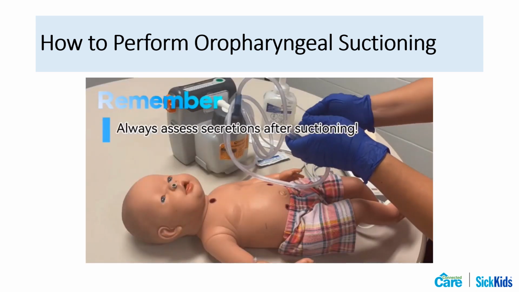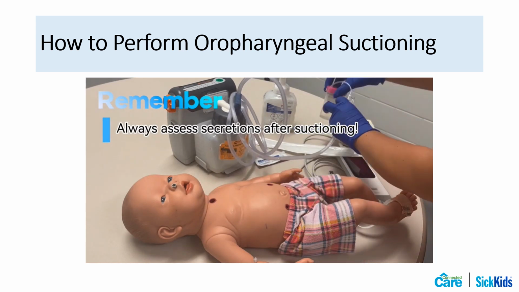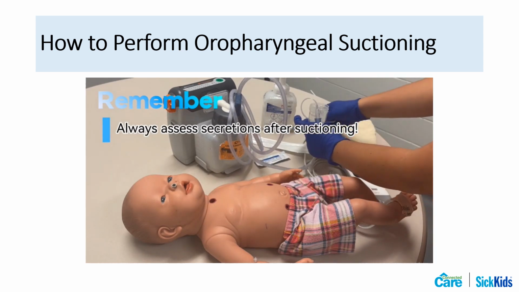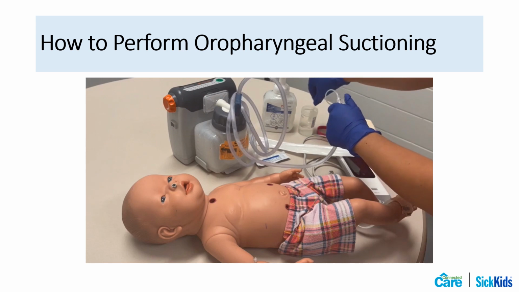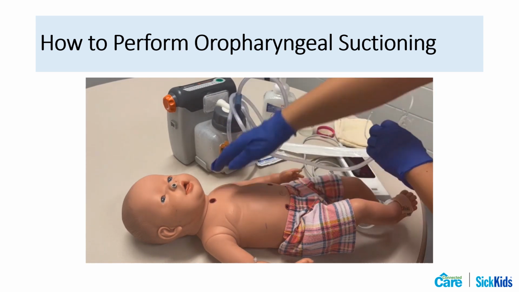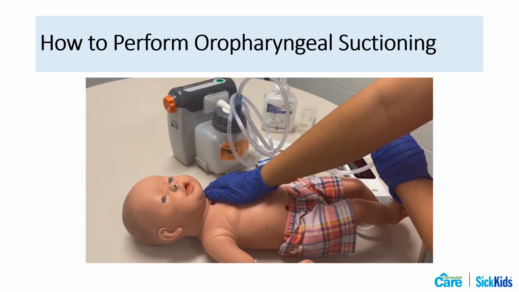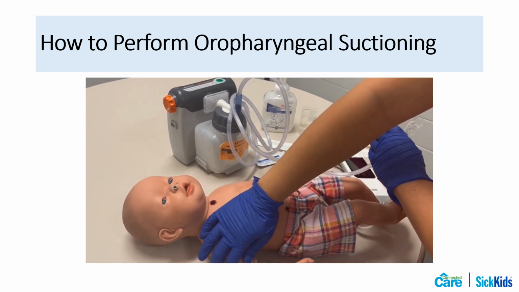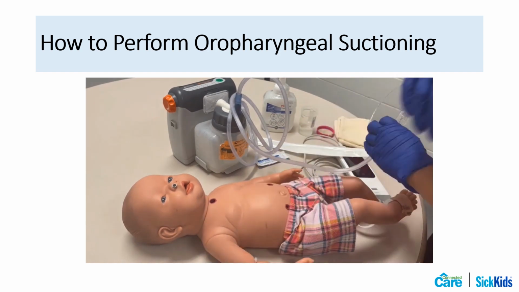Once the catheter is out, clean it by dipping it into the sterile water or saline and suction to clear the tubing if needed. Assess the child's respiratory status and oxygen needs after each suction pass. Repeat if needed, providing at least 20 seconds or more in between suctioning.